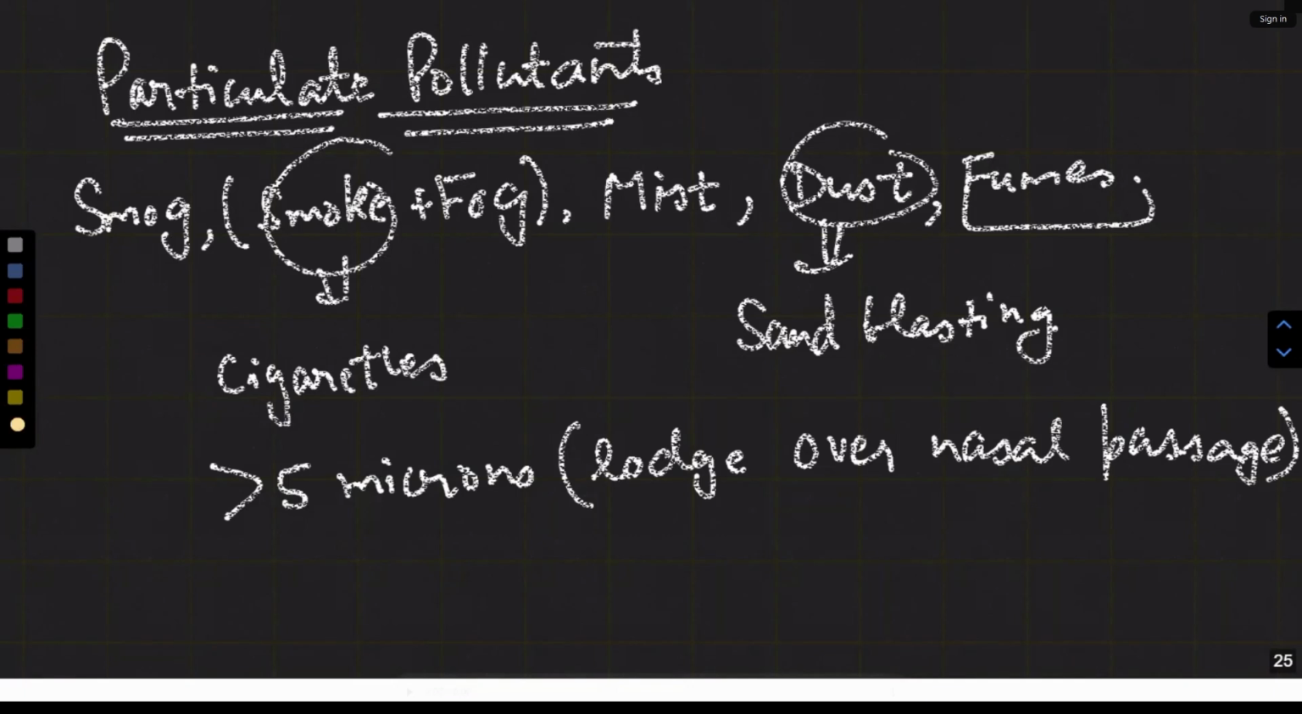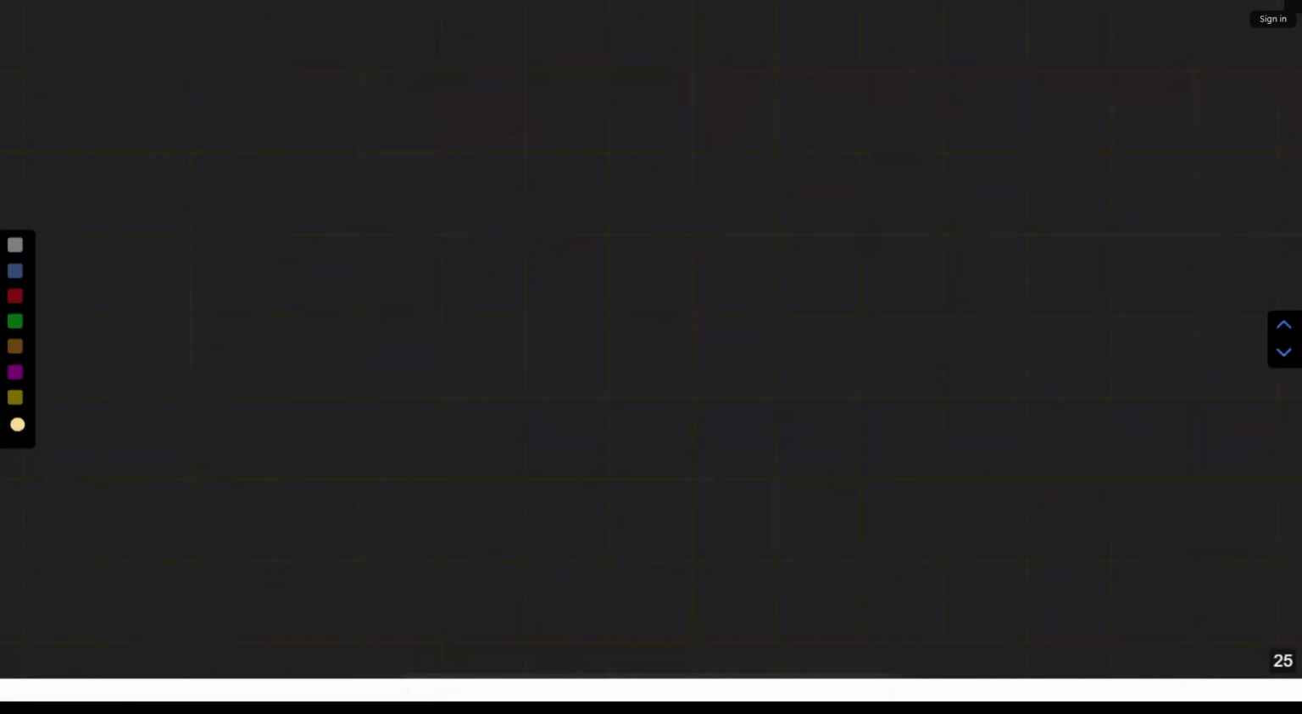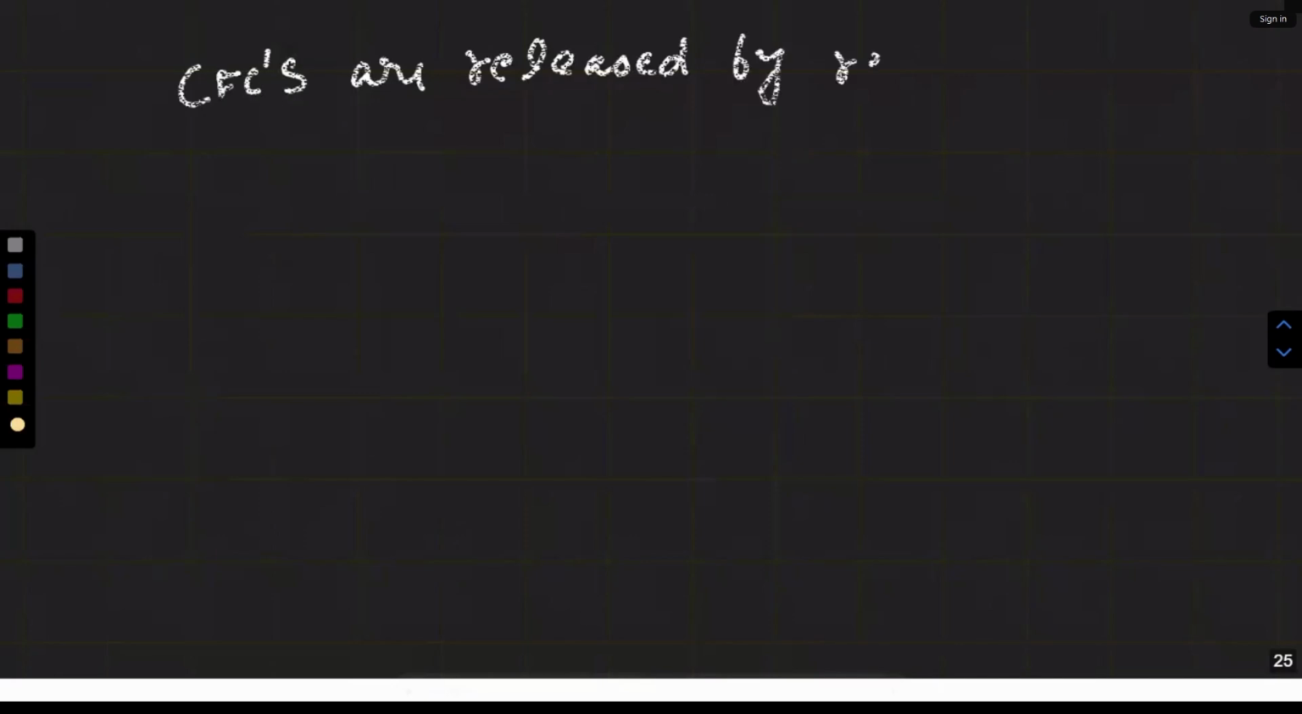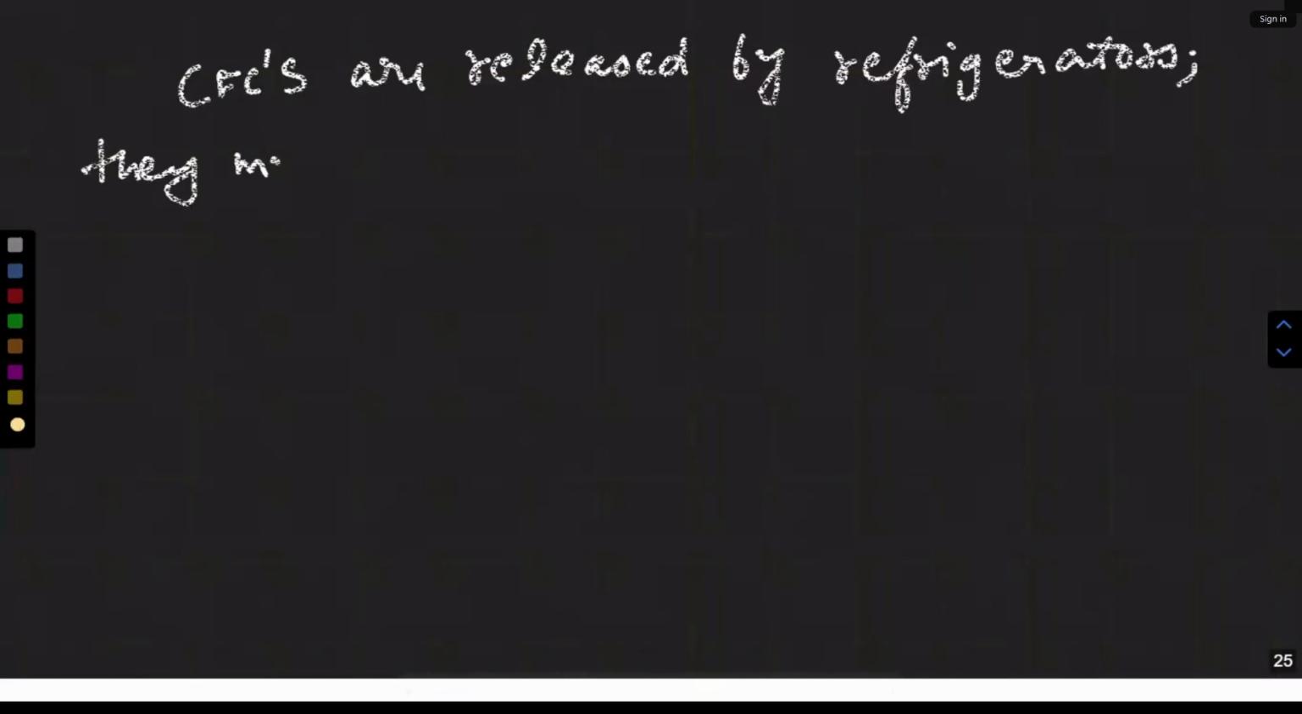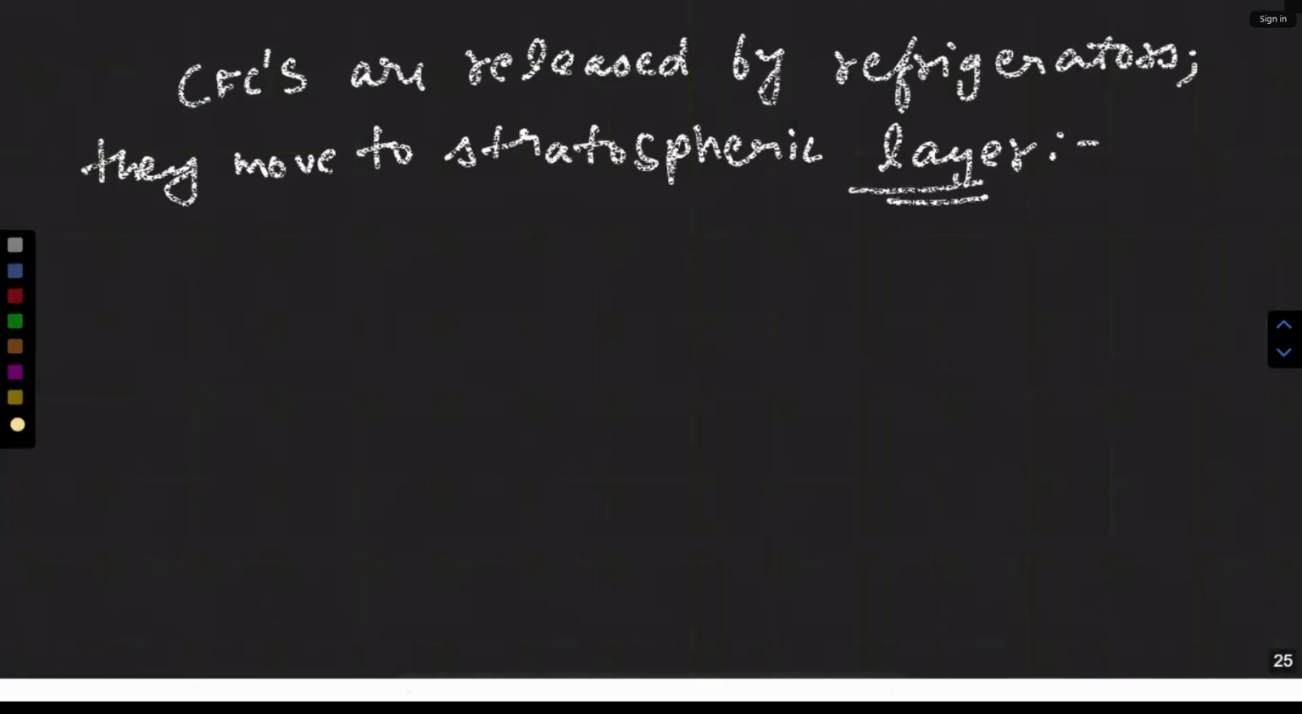So next we have how CFCs are formed. So basically, when CFCs are released by refrigerators, they move to the stratospheric layer, where these reactions take place. CFC is CF2Cl2.